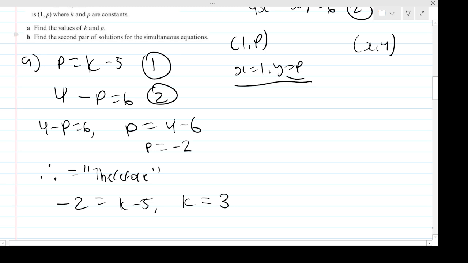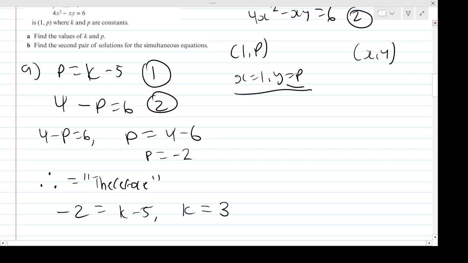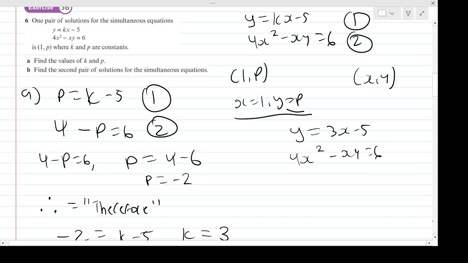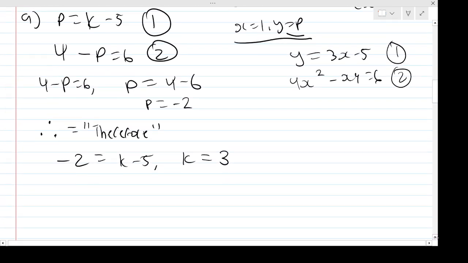Then for part B, it says to find the second pair of solutions to the simultaneous equations. Now we know what k and p are, we can rewrite our simultaneous equations as y equals 3x minus 5 and 4x squared minus xy equals 6. Again these are equations 1 and 2. Now it's asked us to find the second pair, so to find the pair of solutions, we need to solve it.